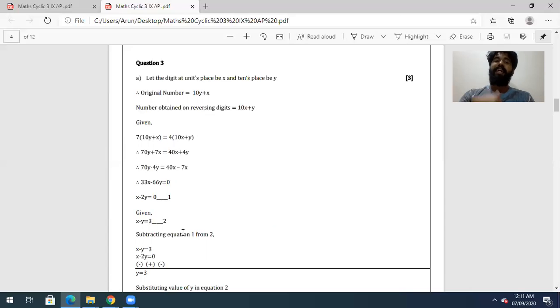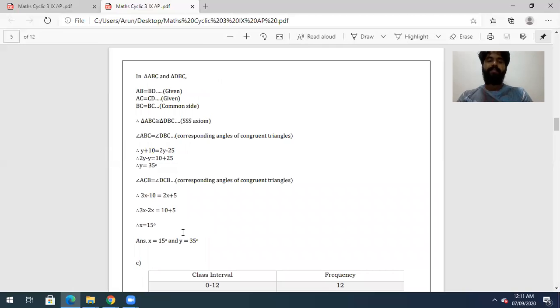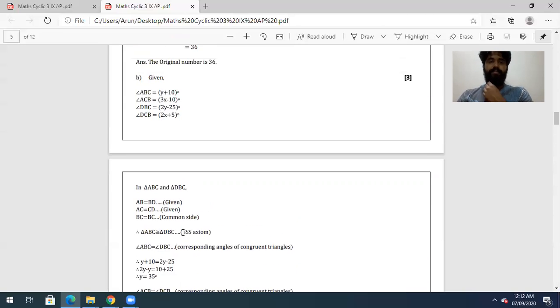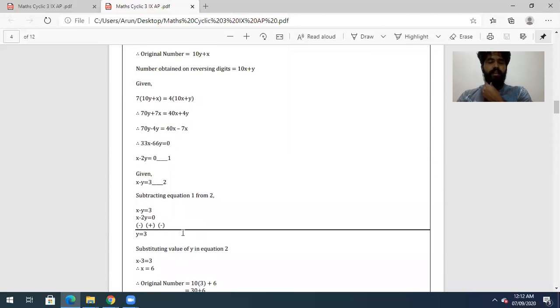That means the digit at units place is greater. Since the difference between them is given to us as 3, we will take x minus y as 3. That gives us equation number 2. Next, we are going to subtract equation number 1 from equation number 2. So we will have x minus y is equal to 3, x minus 2y is equal to 0.